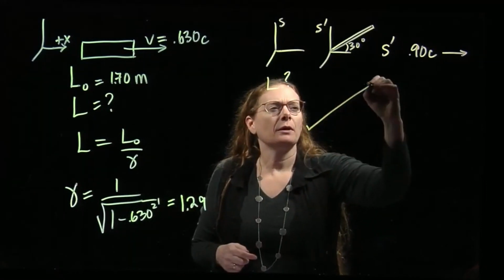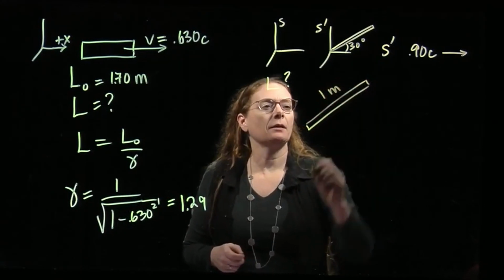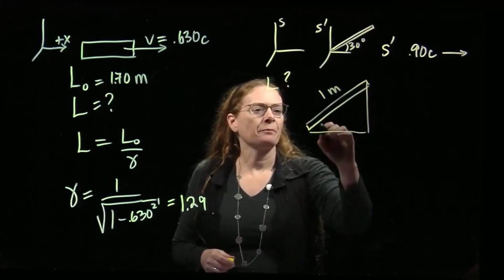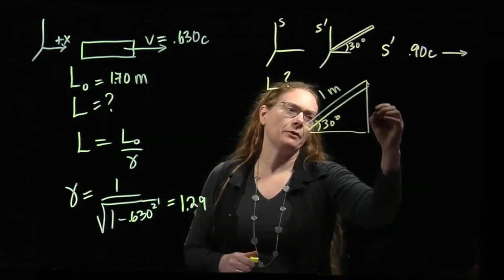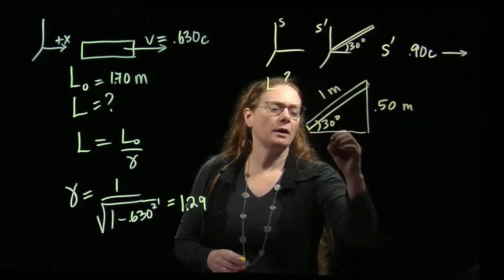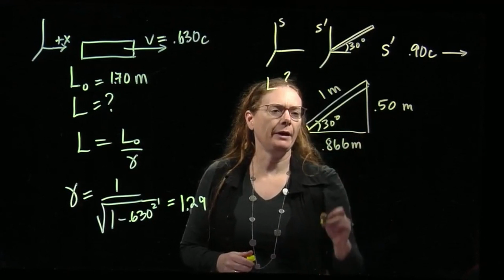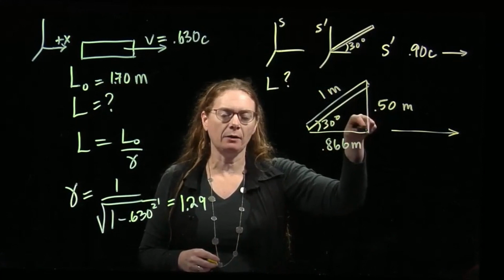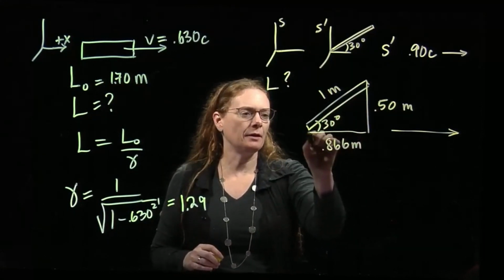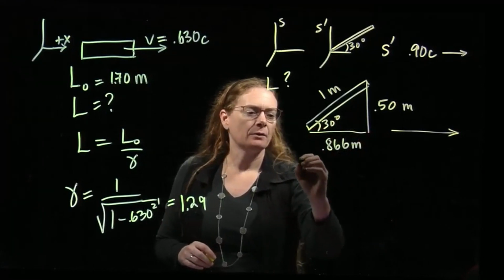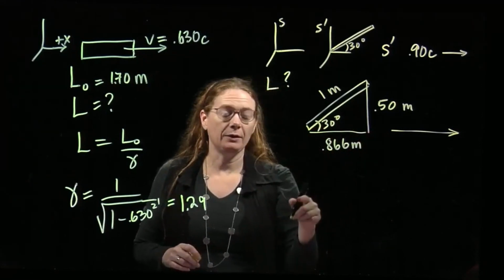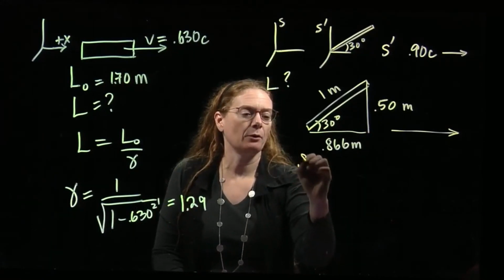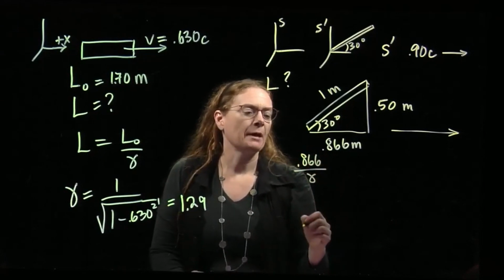All right, so let's figure out what's going on here. We have a stick that is 1 meter long, and what would its components be? At 30 degrees, sine of 30 is 0.5, cosine of 30 is 0.866. Now this is the direction of motion. My 0.5, my height here, is not contracted at all. It's perpendicular. This is the only side that's going to get contracted. So what is the length of this side going to look like? It's going to be smaller than 0.866, so 0.866 over gamma.